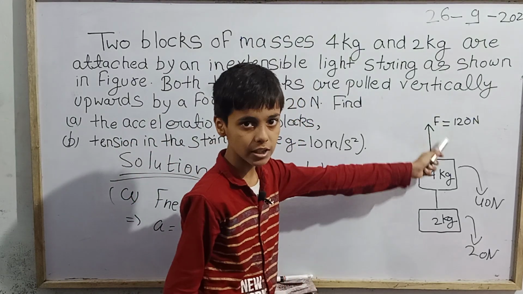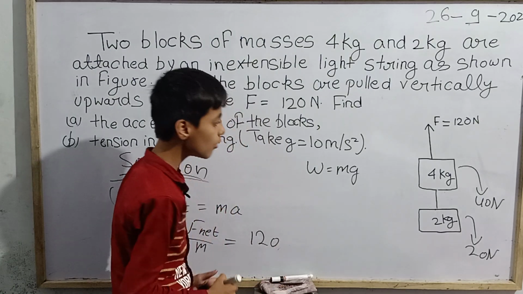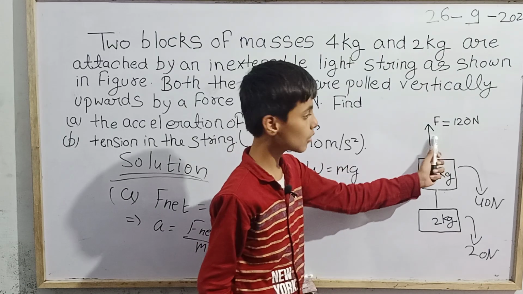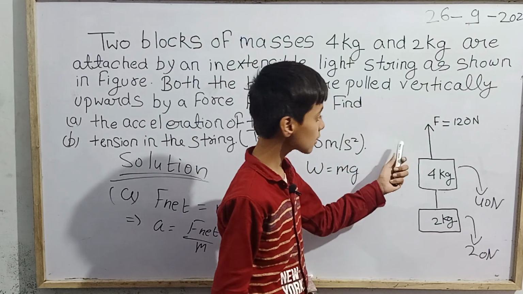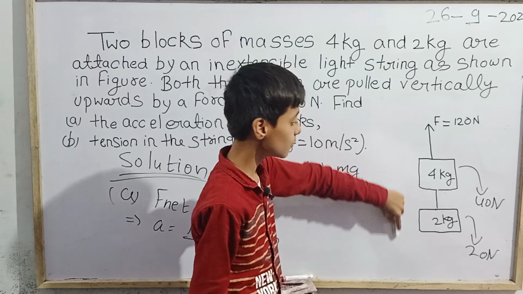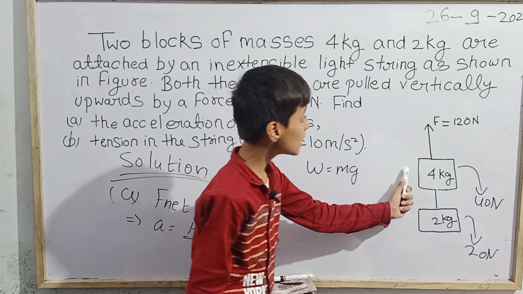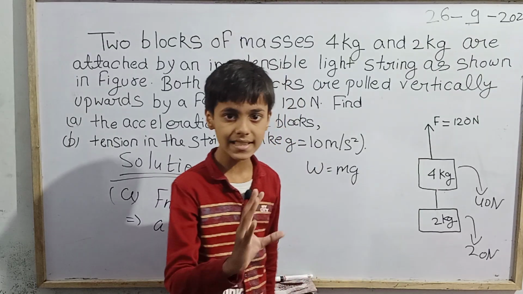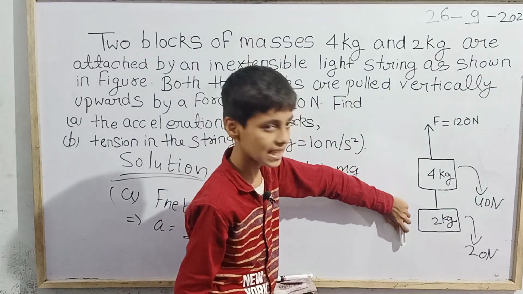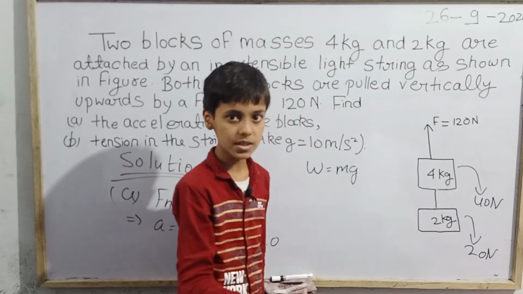First of all, this 120 newtons we have, let us note it here. 120 is towards the positive y-axis, while both the weights W1 and W2 are towards the negative y-axis. The external force is towards the positive y-axis, but our weights are towards the negative y-axis. Their directions are just opposite.